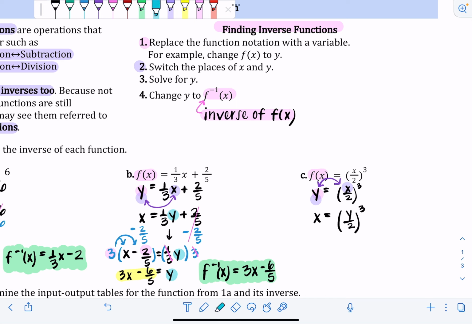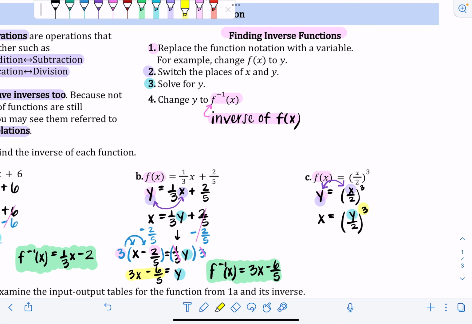And then now we can move on to step 3, because we've switched the places. We're done with step 2. Step 3, solve for y, so that means get y by itself. So before I can begin to get y by itself, I have to figure out a way to cancel out that exponent, because it's kind of like caging it. So if I want to get rid of the 3rd power, I need to use the inverse of that, which would be the 3rd root. So I need to cube root or 3rd root both sides.